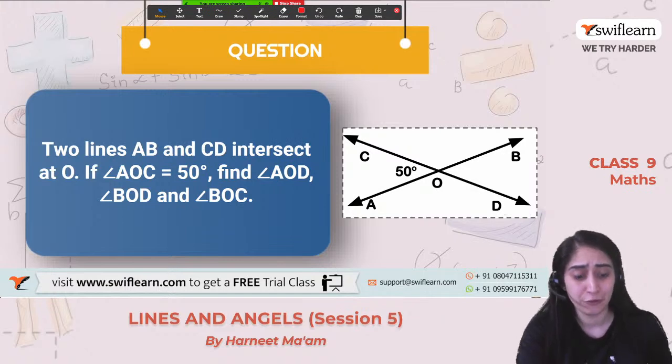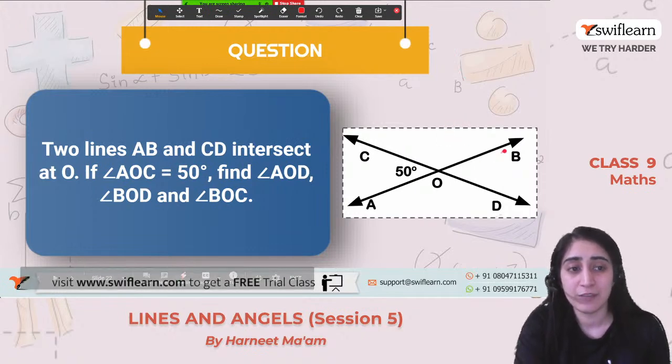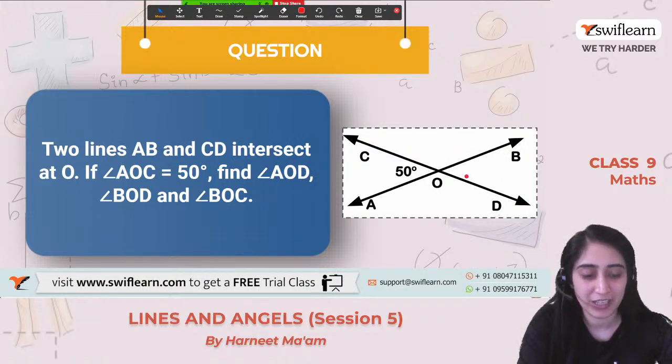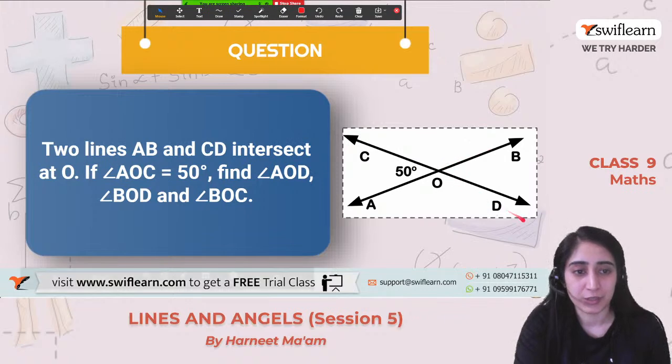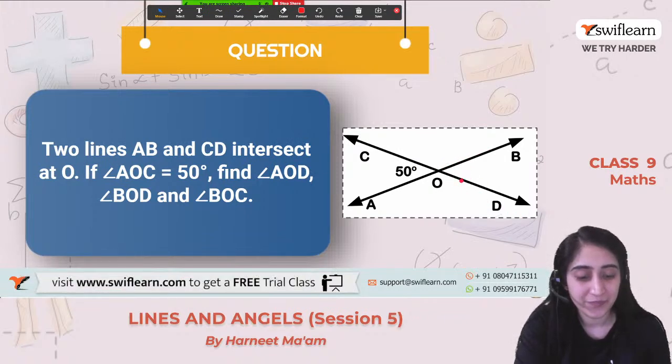Think over it. I'll give you a couple of seconds. Let's see who's able to solve and give me the angle's value. So let's find out angle BOD first. What will be the value of BOD? Quickly, let's see who's giving me the answer. The angle value of BOD. Let's start with BOD first. What will be the value of BOD? It will be 50 degrees. That's right.